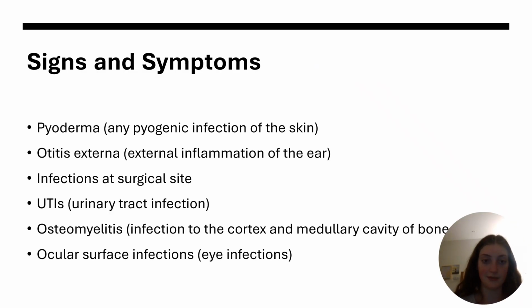So, signs and symptoms of a staphylococcal infection. One of the signs is having pyodermia, which is any pyogenic infection of the skin. Otitis externa, which is an external inflammation of the ear. Infections at a surgical site. UTIs, which is a urinary tract infection. Osteomyelitis, which is an infection to the cortex and medullary cavity of the bone. And ocular surface infections, which is an infection to the eye.